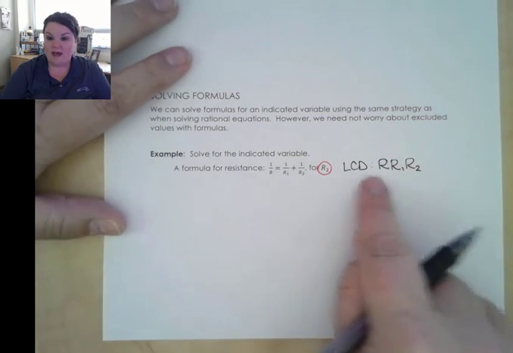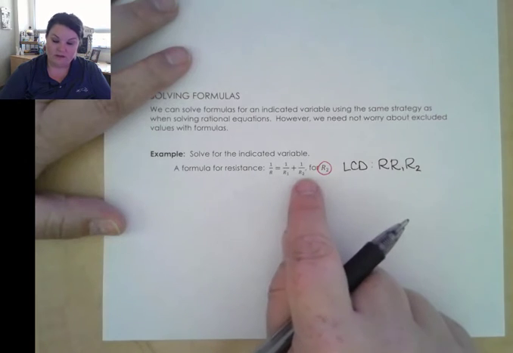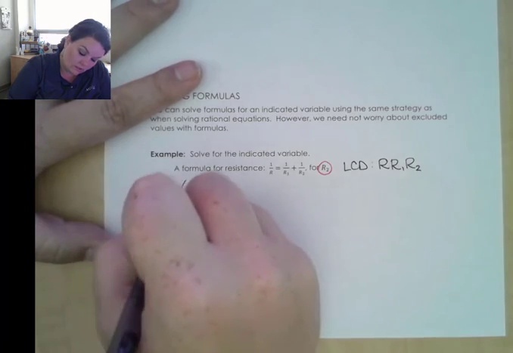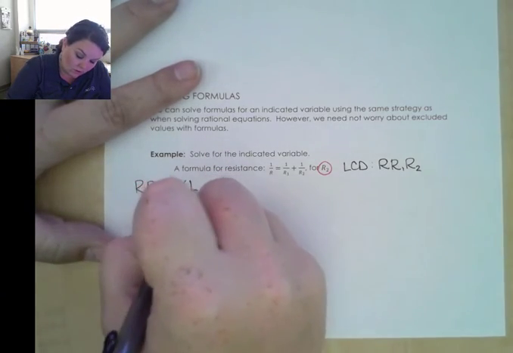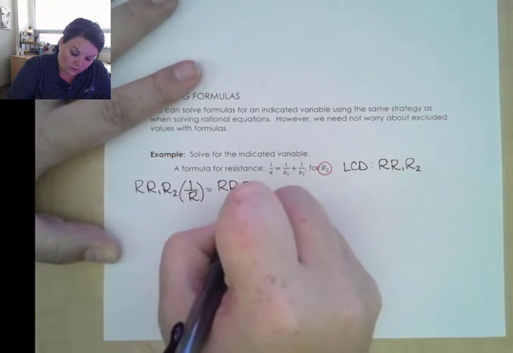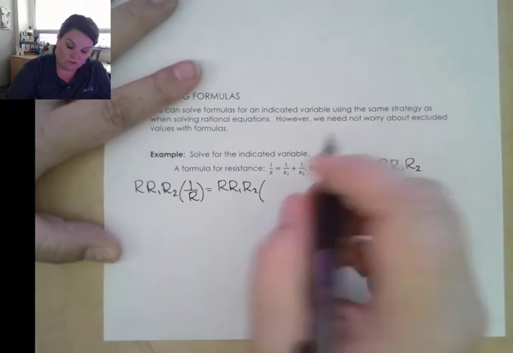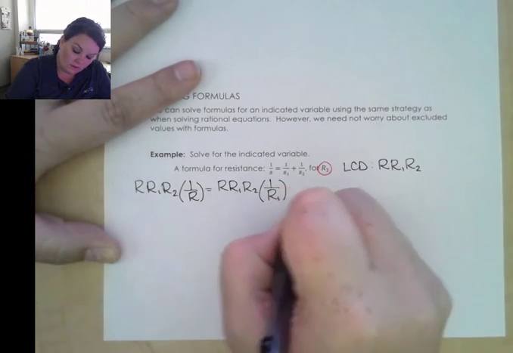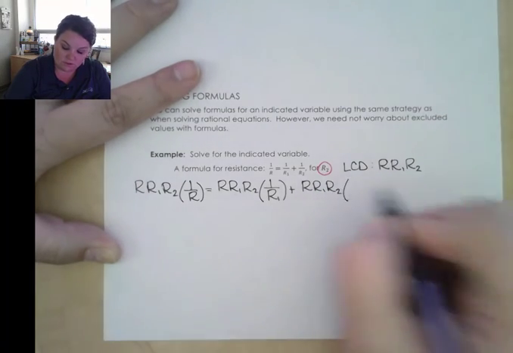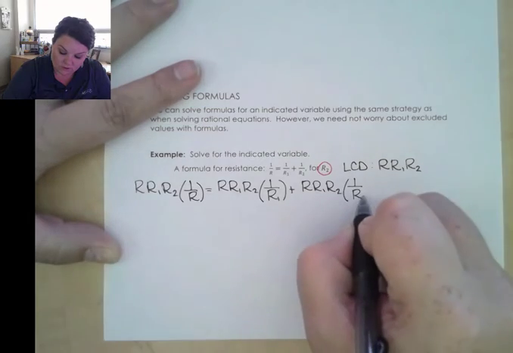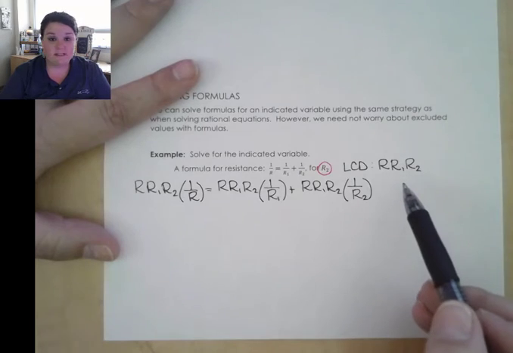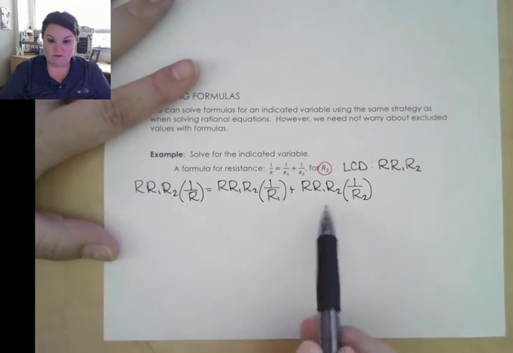So I'm going to multiply that least common denominator by all three of these terms. So we have r, r1, r2 times our first term, which is 1 over r, and that's equal to r, r1, r2 times our next term, which is 1 over r1, plus our third term, r, r1, r2 times our last term, which is 1 over r2. Again, I'm taking the least common denominator, which I know will cancel out all the fractions, and multiplying it by every single term.